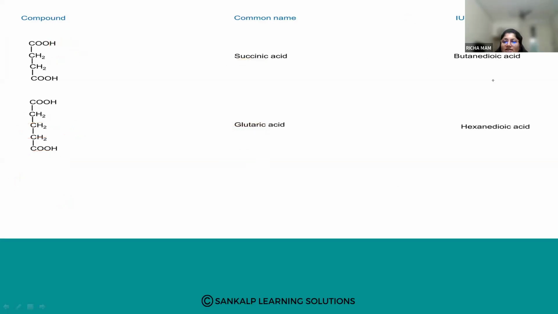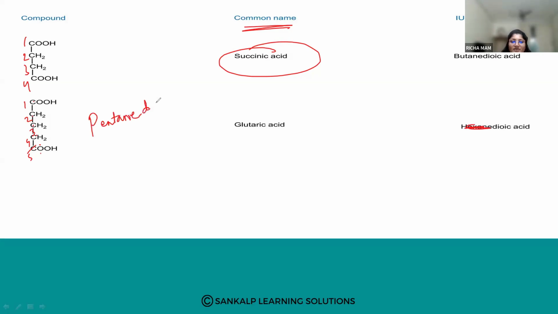Similarly, a few more. The number of carbon atoms is 1, 2, 3, 4, so it is butane dioic acid. The common name is succinic acid. And this is 1, 2, 3, 4, 5, so this is hexane dioic acid, glutaric acid. It is not hexane, there are 5, no? So it is pentane dioic acid, because there are 5 carbons.